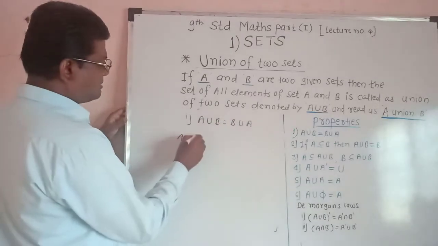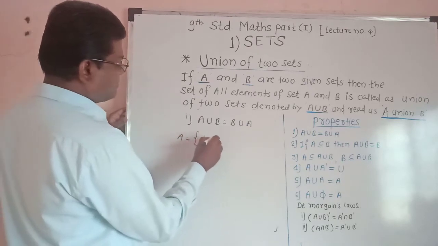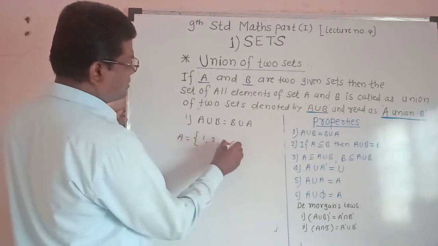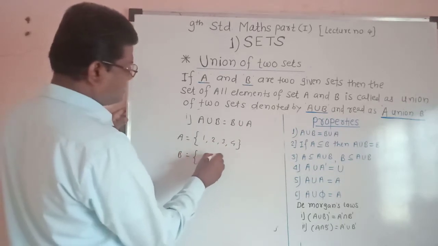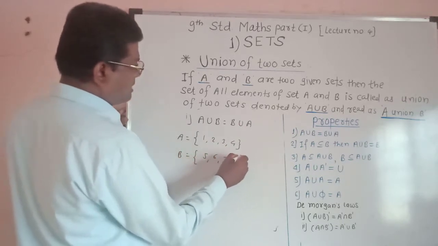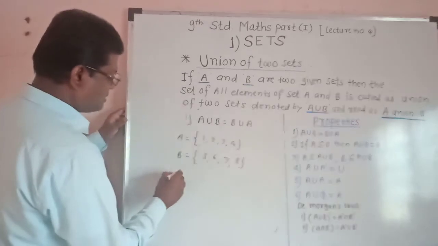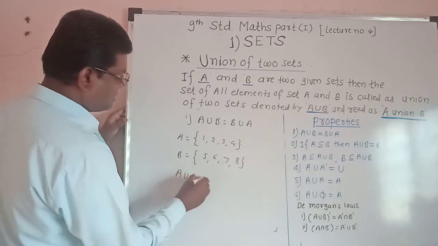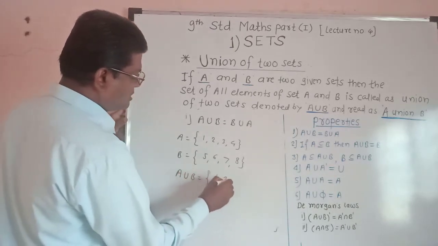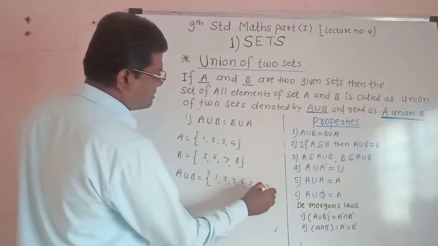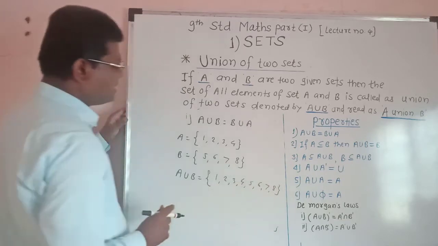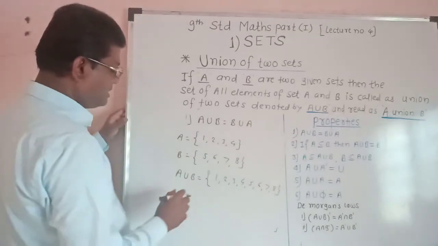If there are two sets, A is equal to the set of elements 1, 2, 3, 4 and B is a set of elements 5, 6, 7, 8. Then we have A union B is equal to the set of elements 1, 2, 3, 4, 5, 6, 7, 8. That is all the elements in set A and set B.